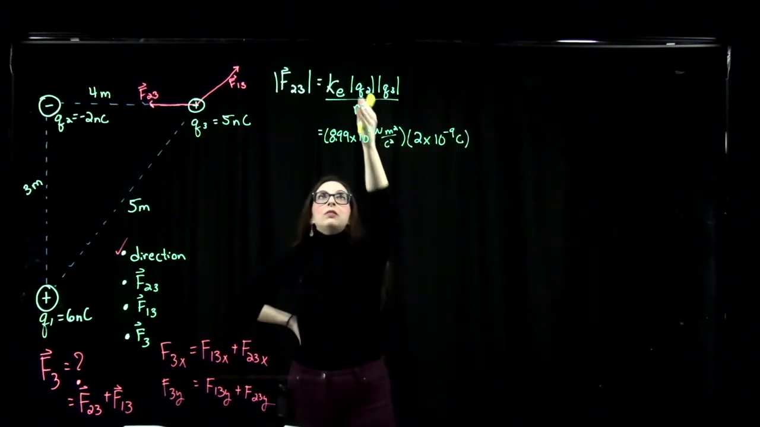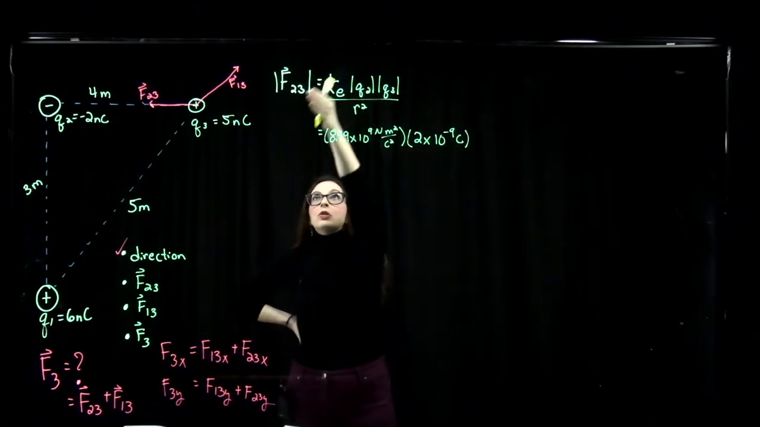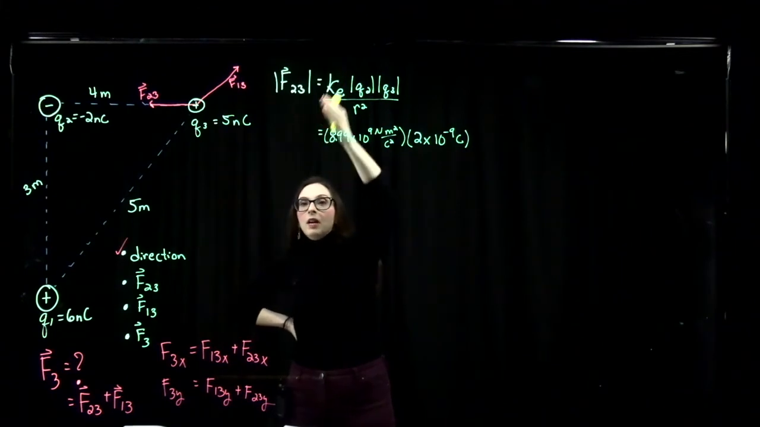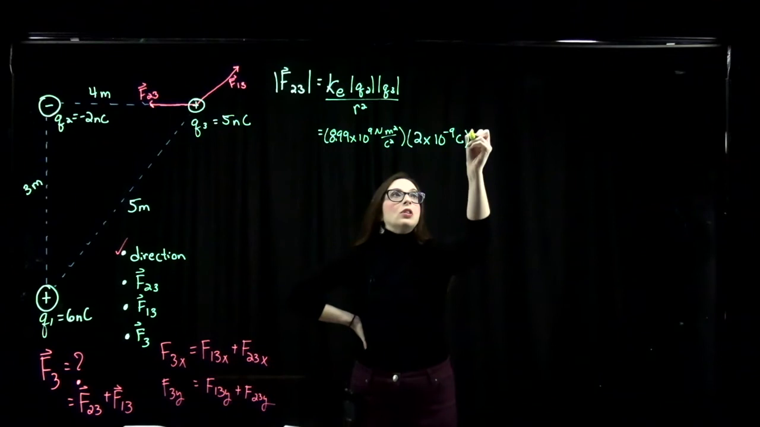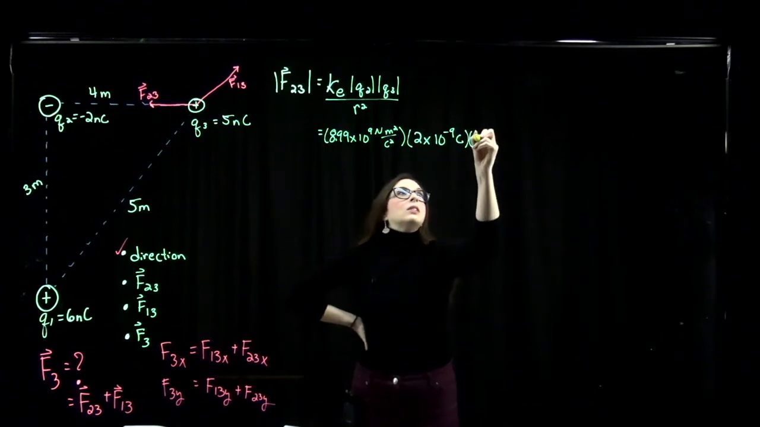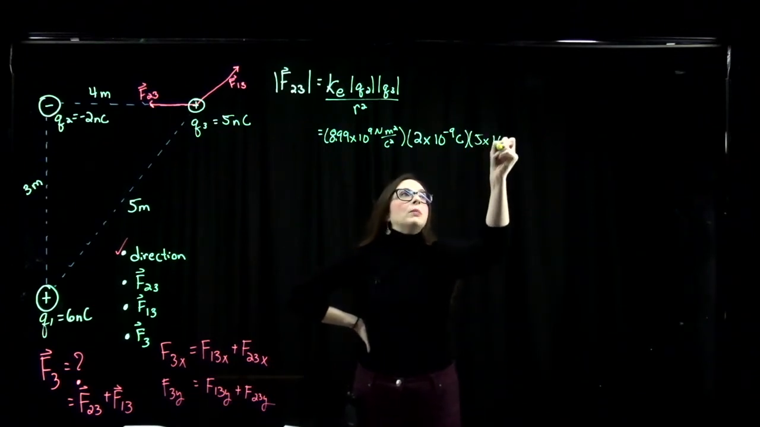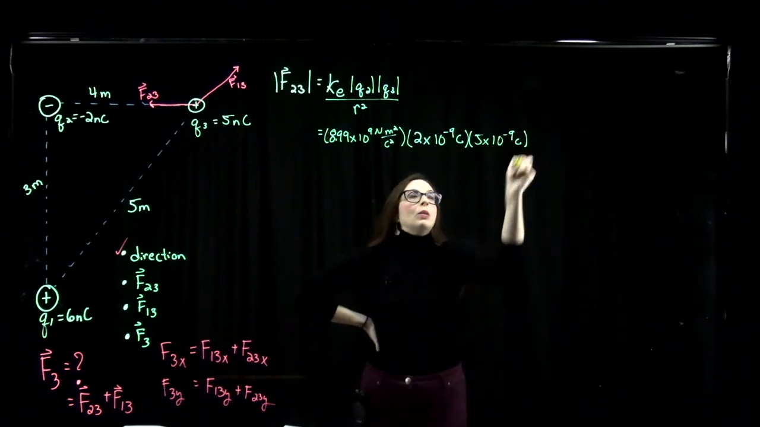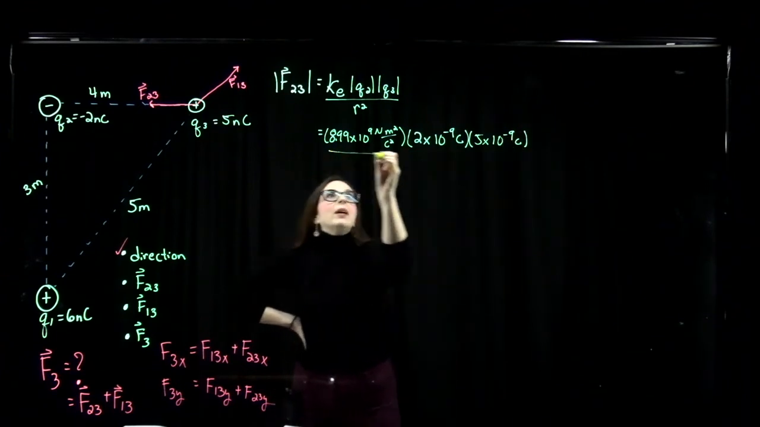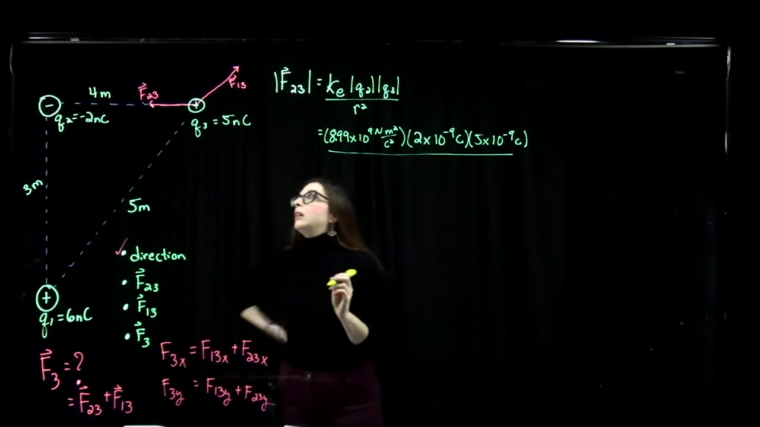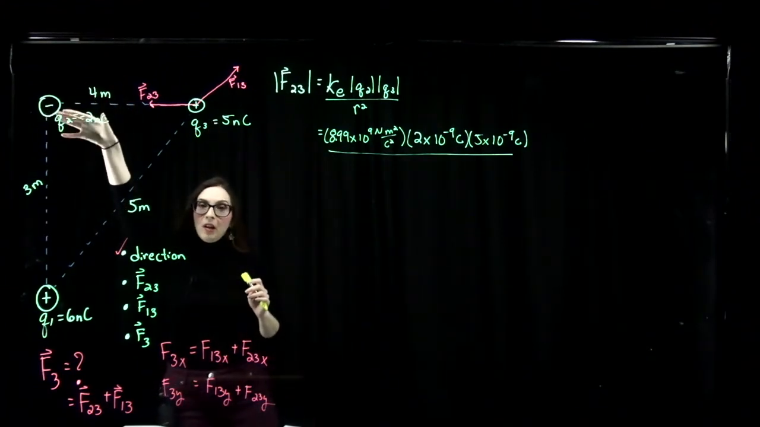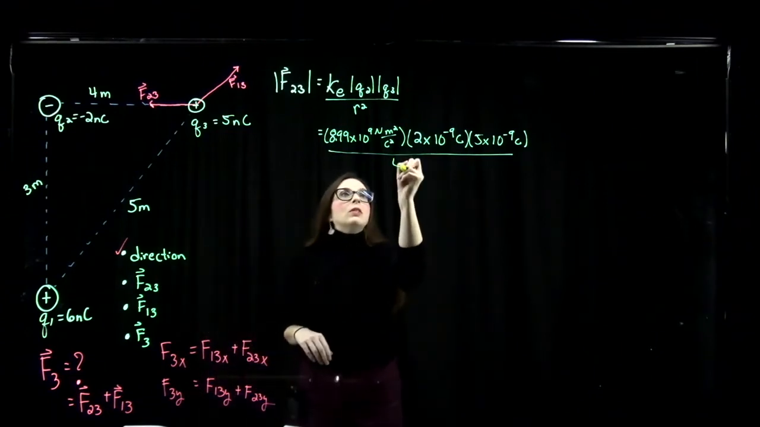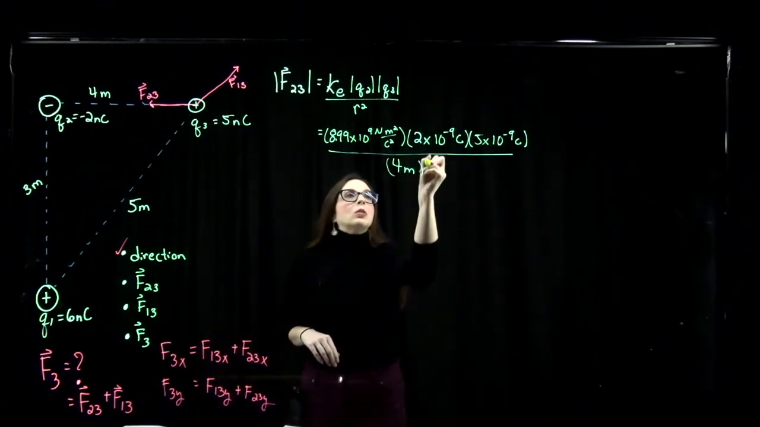We've got our absolute value signs around the charge since we're just finding the magnitude of this force, so we drop the sign on the charge. And then Q3 is 5 nanocoulombs, 5 times 10 to the minus 9 coulombs. And we divide by the distance between them squared. The distance between charge 2 and charge 3 was 4 meters here on my diagram. So we divide by 4 meters squared.